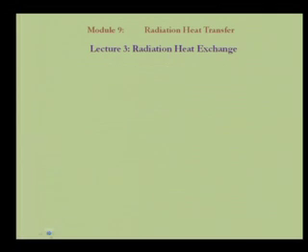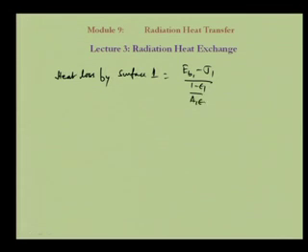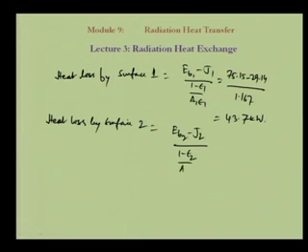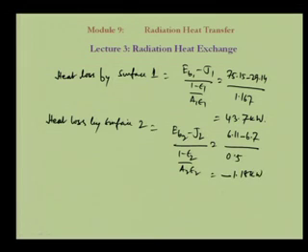And once I know J1 and J2, then heat loss by surface 1 is equal to (EB1 minus J1) by (1 minus epsilon 1) by (A1 epsilon 1), and this value is equal to (75.15 minus 29.14) by 1.167, and this happens to be 43.7 kilowatt. Heat loss by surface 2 equals (EB2 minus J2) by (1 minus epsilon 2) by (A2 epsilon 2), and that is equal to (6.11 minus 6.7) by 0.5, and this is equal to minus 1.18 kilowatt. So, it is a heat gain case.